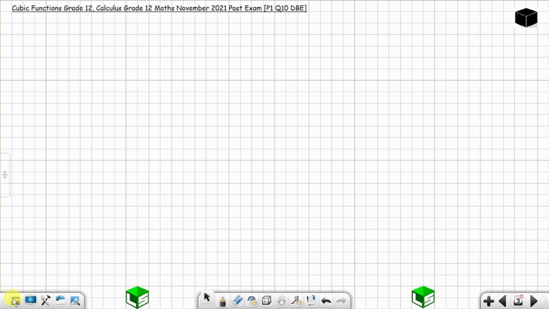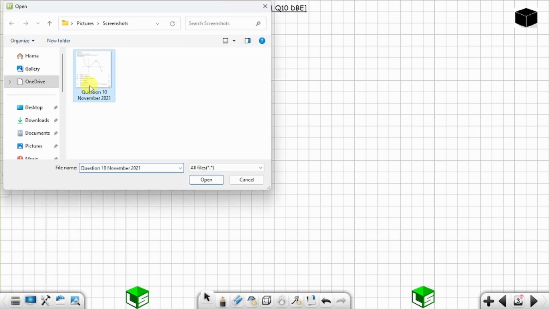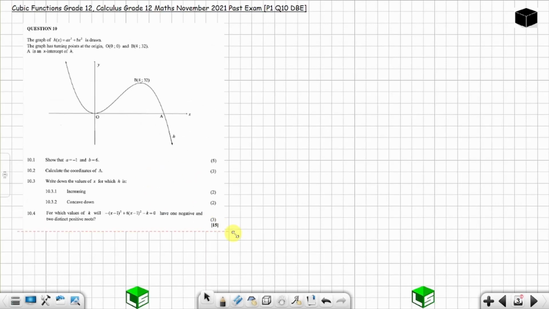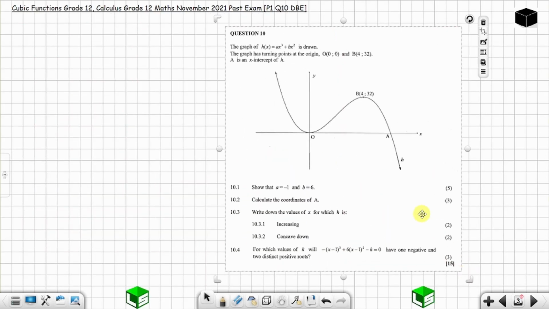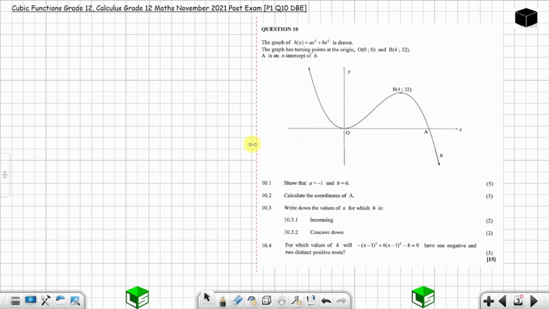Okay, let me get the question again. This is question 10 from November 2021. The graph of h of x is equal to ax cubed plus bx squared is drawn. The graph has a turning point at the origin, that is point O, and a turning point at point B. You are given the coordinates of point O and point B. A is an x-intercept of h.